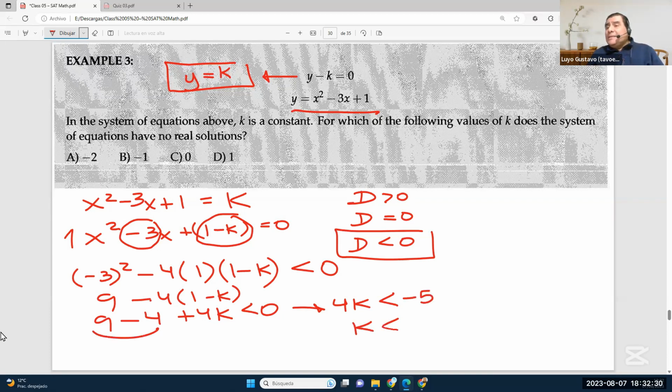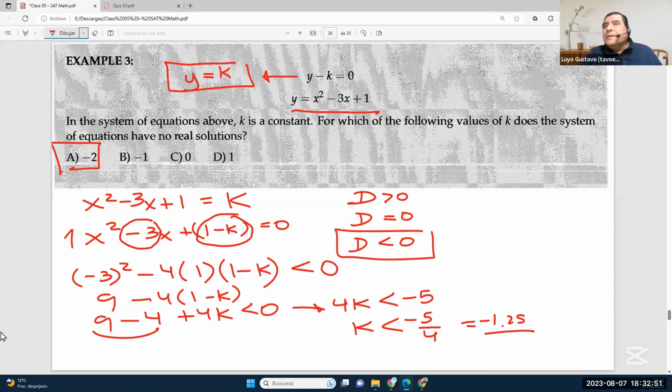So K is less than -5/4, which is -1.25. Which of the values in the solutions actually corresponds? The only number less than this one is this. So this is the correct answer.